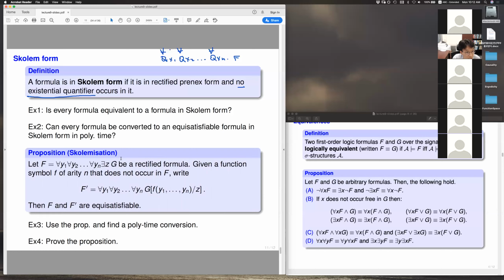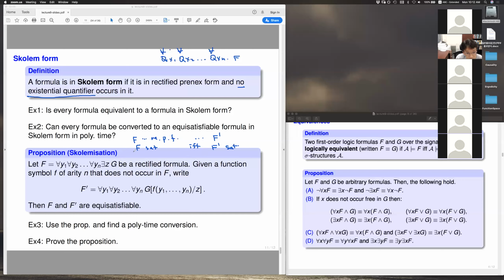So Skolemization is that we wanted to transform a formula into a formula in Skolem form. But as exercise one suggests, we can't really always do it while preserving the meaning. So instead, we lower the aim, and our aim is: if we have a formula f in rectified prenex form, we want to come up with a formula f prime such that although their meanings may be different, they will be equi-satisfiable. So f is satisfiable if and only if f prime is satisfiable. It's a satisfiability-preserving transformation. Now the question becomes, how can you do this?